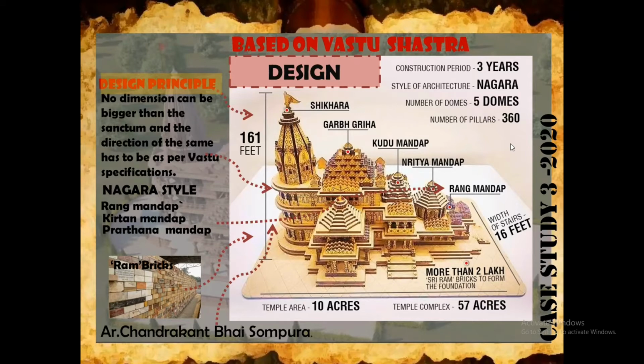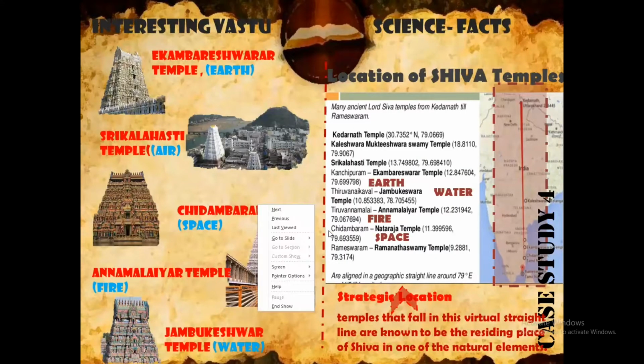A trivia about Ram Mandir is that Chandrakant Bhai Sompura, who is the architect, has said that the Ram Mandir will incorporate more than 2 lakh bricks which have the word Ram inscribed in them. Some of these are originally brought from the Rameshwaram place.